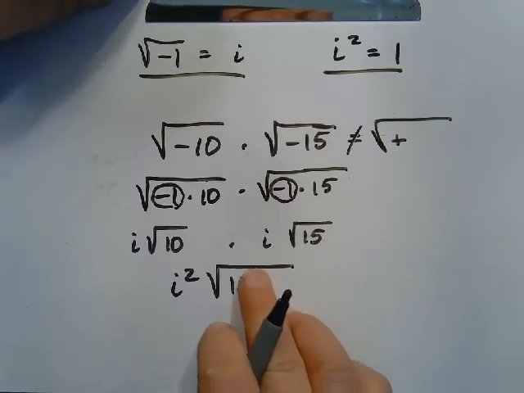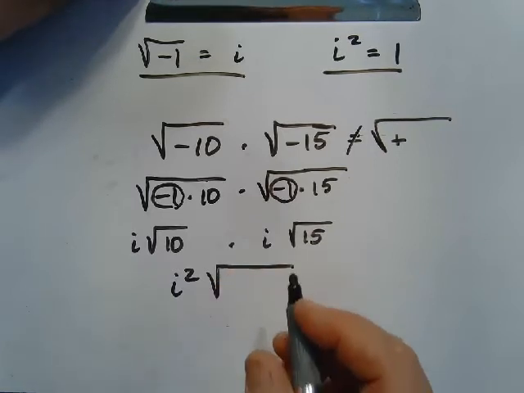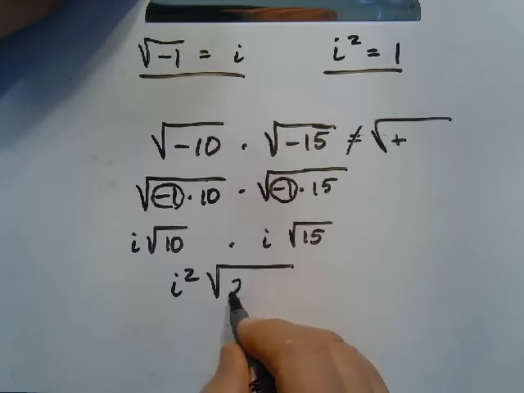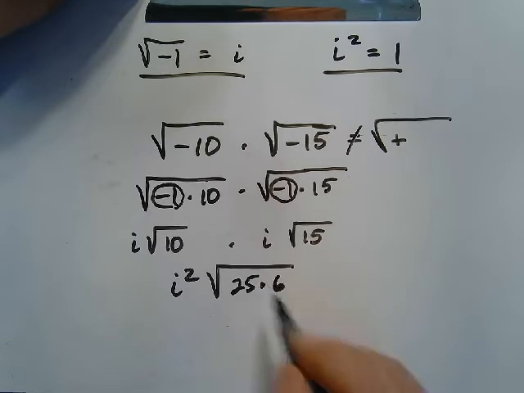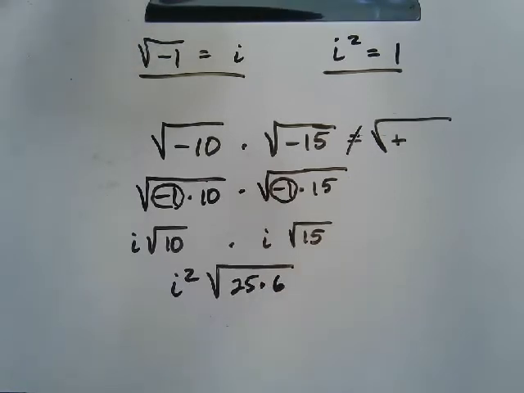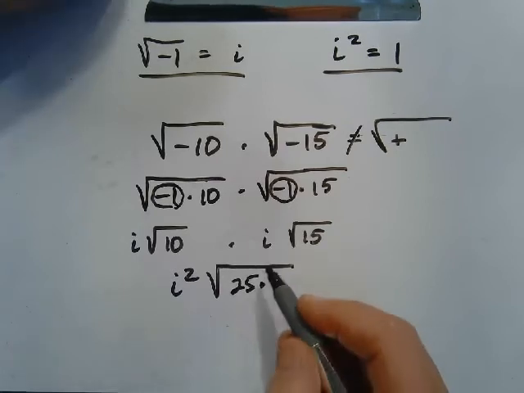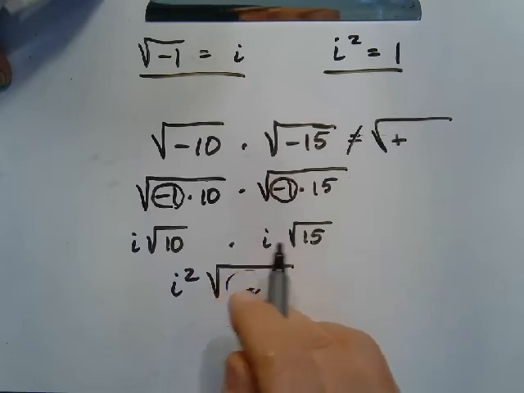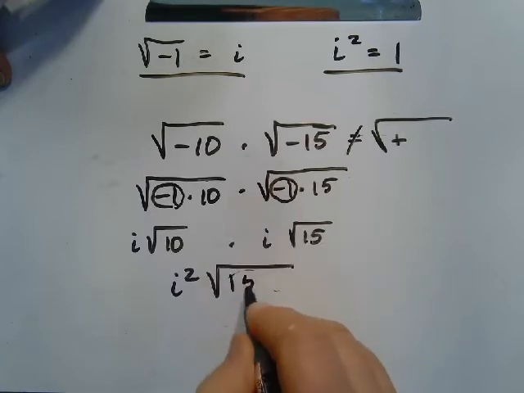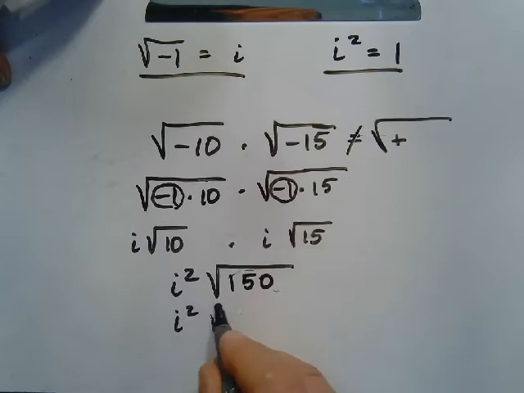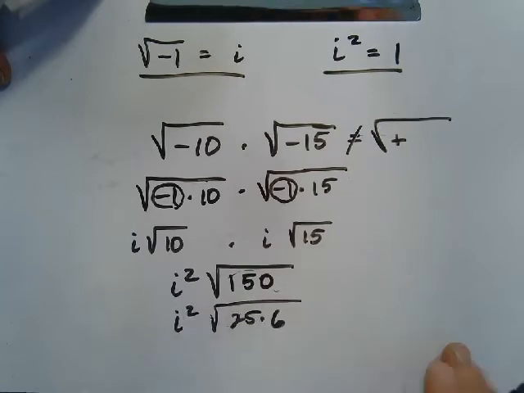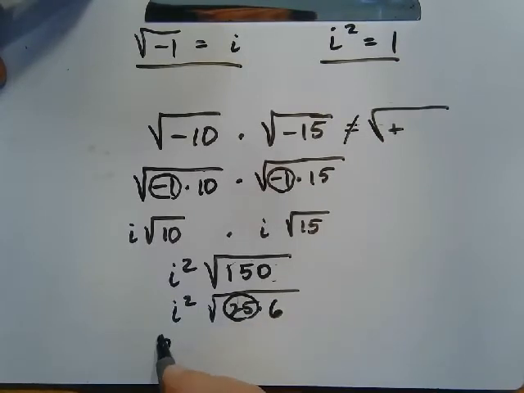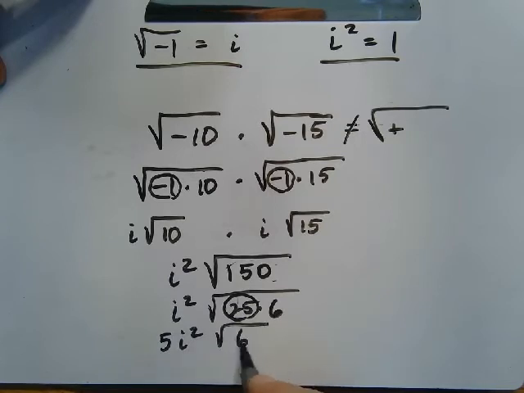Yeah, this is actually, let's see, 5 times 150 would be 25 times 6, is that right? Yeah, 25 times 6. That's 150, isn't it? Yeah, it is. And this is a perfect square. Let me write that out so we don't skip too much here. This is the square root of 150, which is i squared times the square root of 25 times 6. Well, of course, 25 is a perfect square. So now I've got 5 i squared root 6.